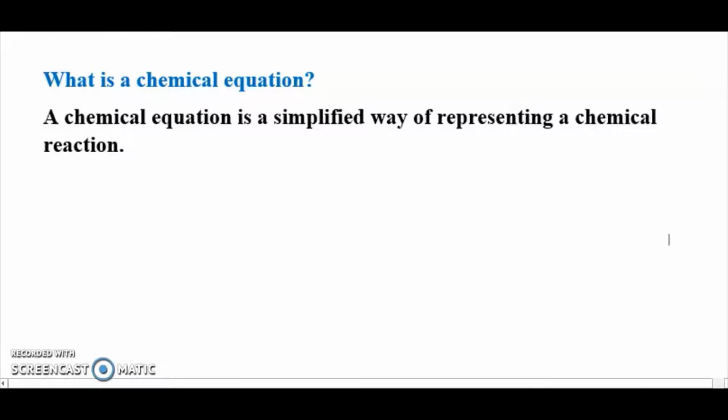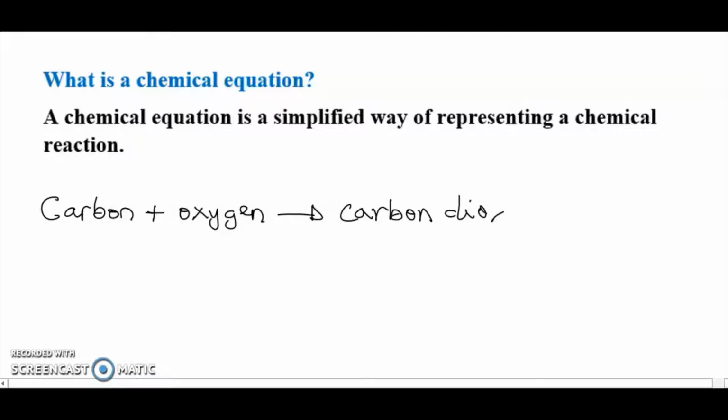So we have carbon plus oxygen to form carbon dioxide. So that is a word equation for a chemical reaction between carbon and oxygen.